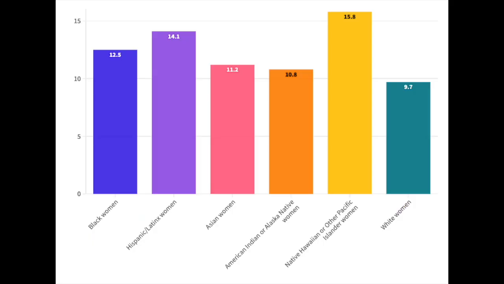In 2021, the highest birth rate for U.S. women was for Native Hawaiian or other Pacific Islander women at 15.8. The lowest birth rate was for white women at 9.7.